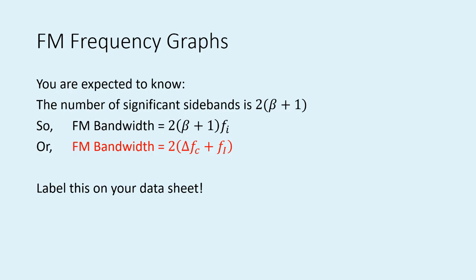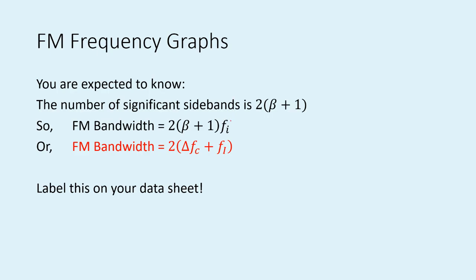Okay, so bandwidth. You are not expected to know the maths behind this. By all means, go and have a look at it. It's quite interesting. But the number of significant sidebands is given by 2 lots of beta plus 1. So the bigger the modulation index, the more sidebands we've got. And the factor of 2 is because we've got a doubling effect. So we've got half on one side, half on the other. So that's why we've got a factor of 2.